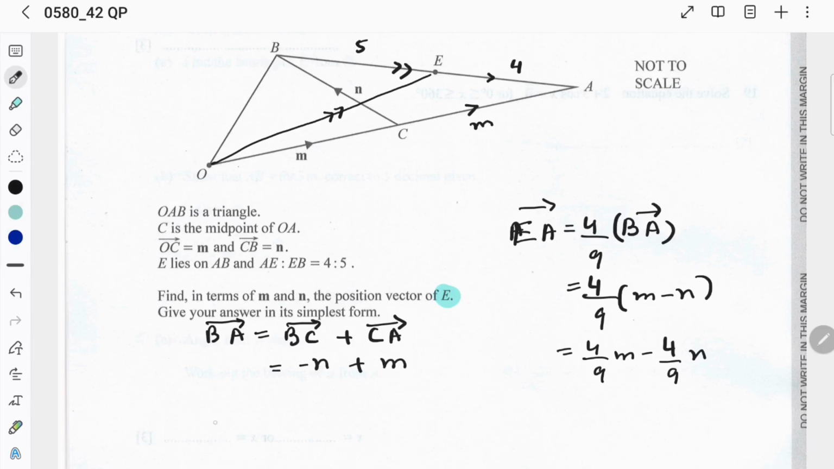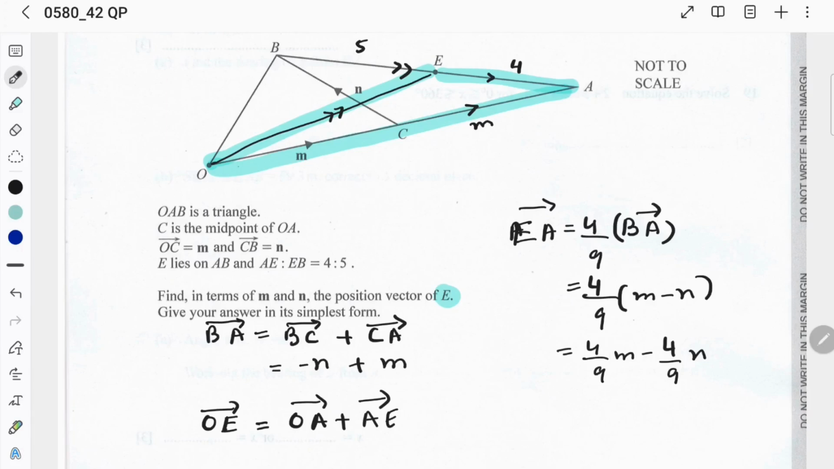Okay, so OE is the question here, because we need to find out the position vector of E. So OE, we can go like this. OE will be equal to OA plus AE. Okay, OA plus AE.